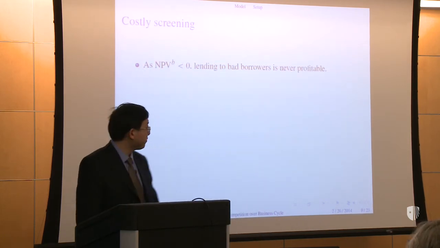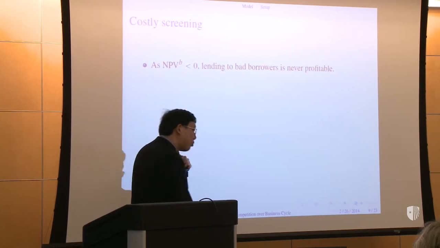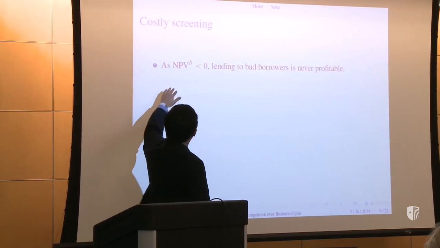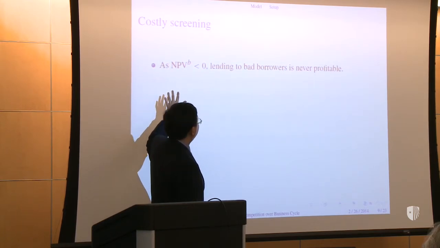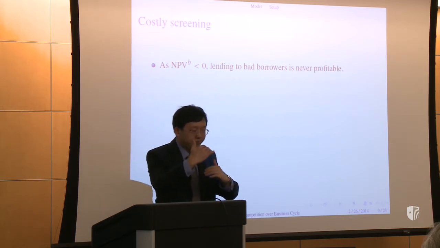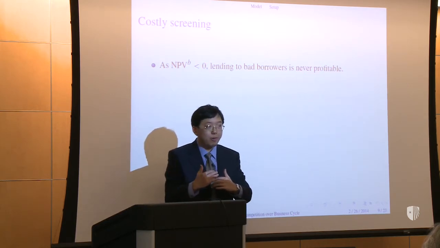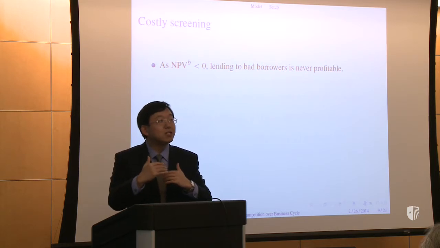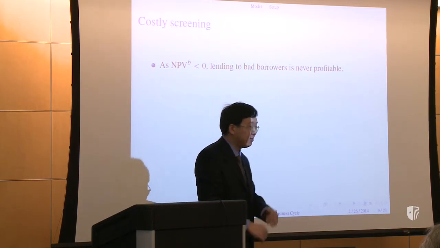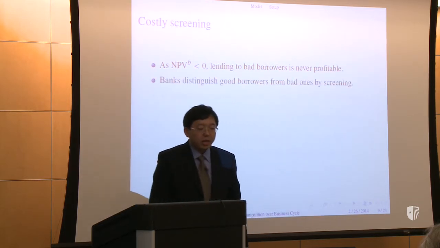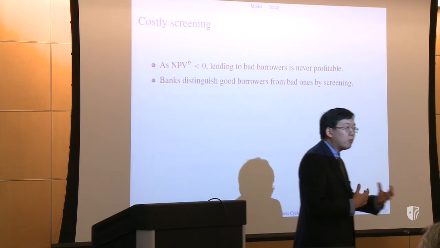Okay, so now, as we have argued, as we have assumed actually, since for bad borrowers the net present value of their projects is negative, therefore bank lending to bad borrowers is never profitable. Remember that we have this limited liability, so the banks can never extract more than the net present value of a project. And banks will have this incentive to distinguish good borrowers from bad borrowers.